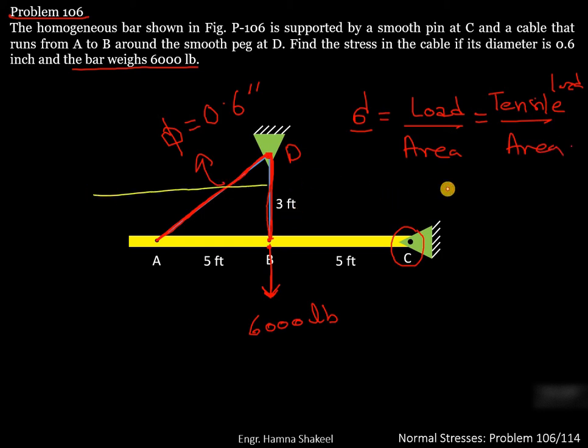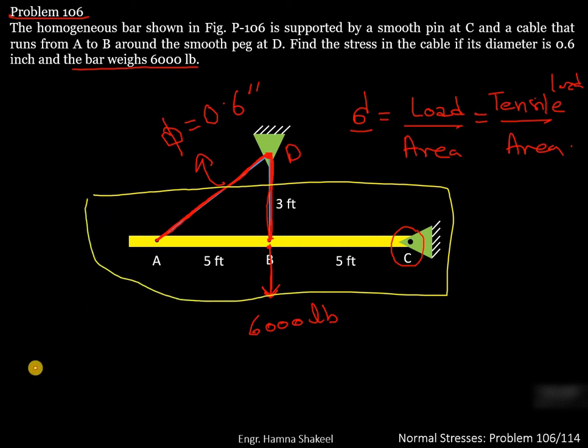If we draw a free body diagram of this cable, it will be like this. You have got a hinge at C. The weight of the bar is acting downwards. Here at point number B, there is tension in the cable. You can represent that tension by T.